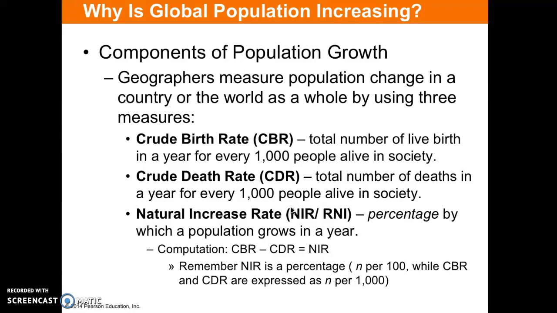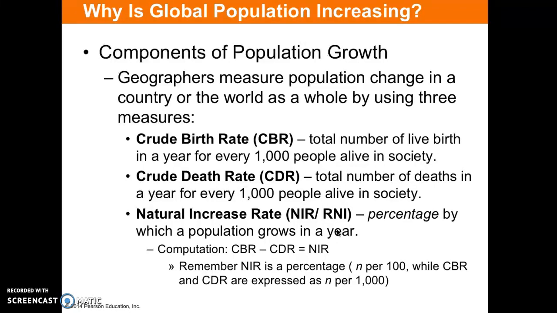And the last calculation is the doubling time calculation. And doubling time is just 70 divided by the natural increase rate. And so that tells you how long it will take for a country to double its size. So to calculate doubling time, we use the rule of 70. The rule of 70, again, is just 70 divided by that NIR number, or RNI number, and that tells you how long it will take a country to double in size. So make sure you know those formulas because we'll be going over them.